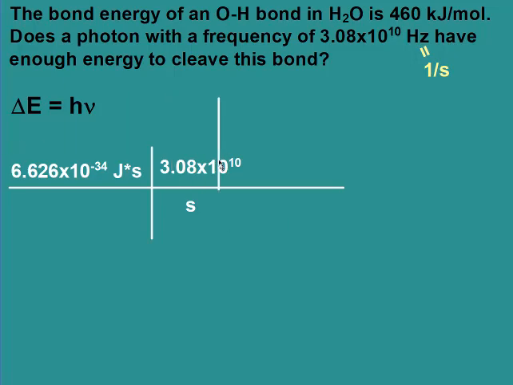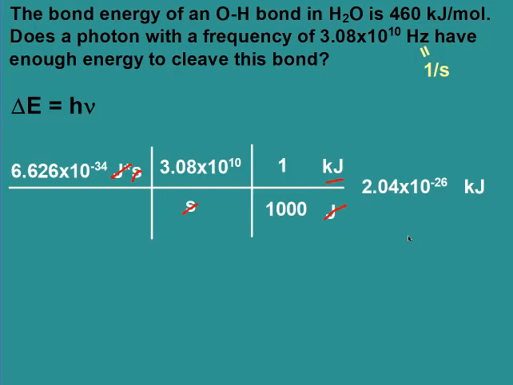But we had said before we told you to pause to go ahead and convert to kilojoules. I have joules on top, so I need joules on bottom, and I'm converting to kilojoules. Kilo is bigger, so I put my 1 there, and kilo is 10 to the 3rd, so 1,000. Canceling my units, I see that my seconds cancel, my joules cancel, and I'm left with kilojoules. So that is 2.04 times 10 to the negative 26 kilojoules.